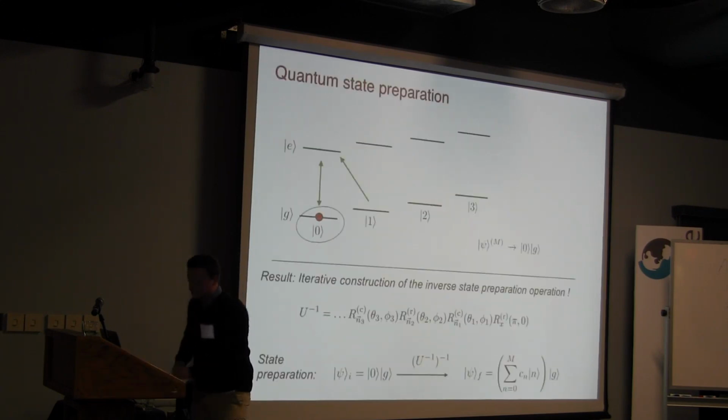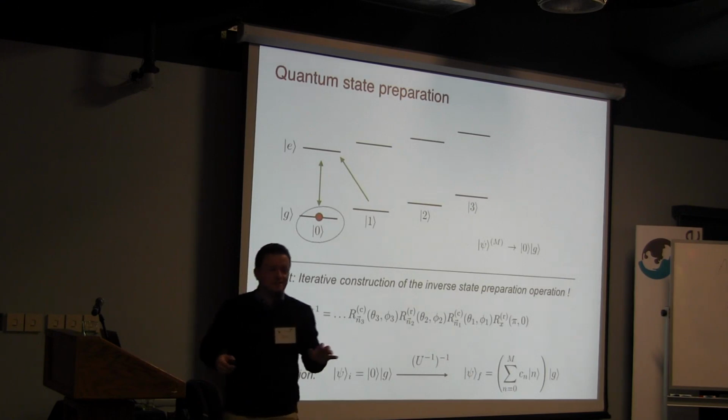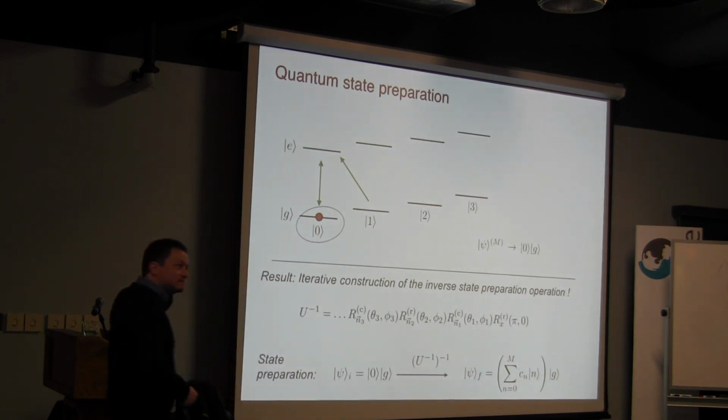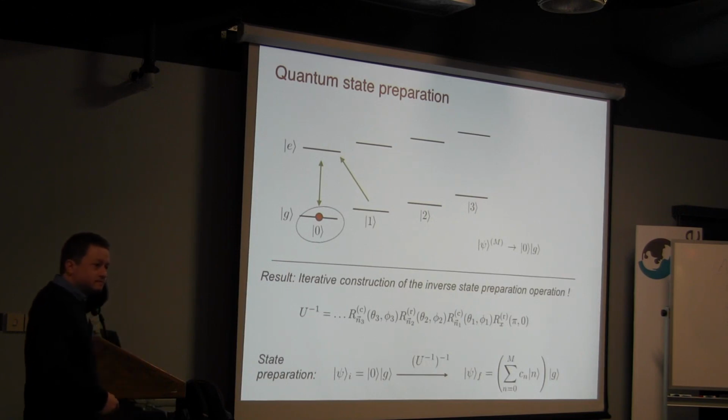You completely neglected spontaneous emission, right? So my question is very simple. In practice, what is your limit? I mean, time is a limit, clearly. How big a state can you create?